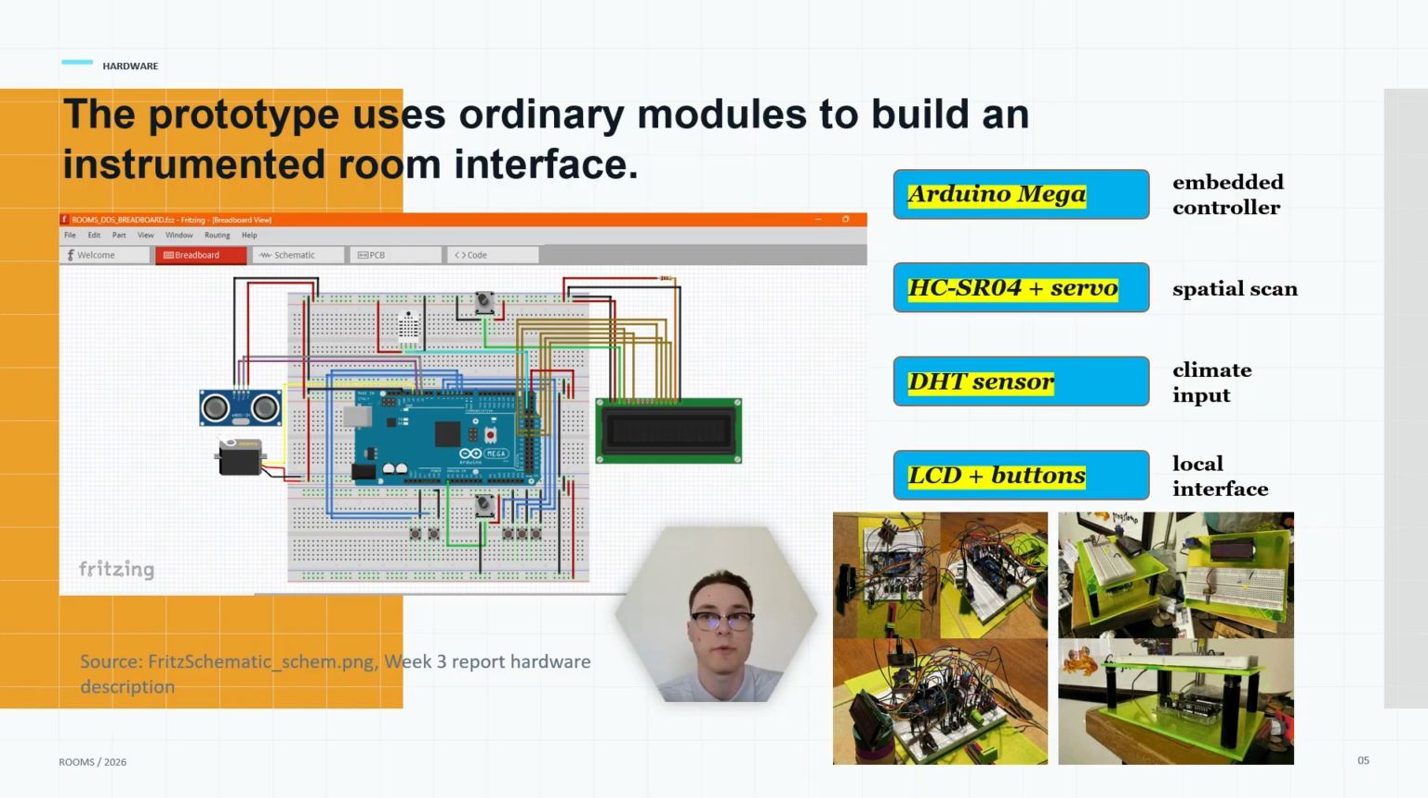Our prototype is built from ordinary modules assembled into an instrumented room interface. The Arduino Mega is the embedded controller at the center. The HC-SR04 mounted on a servo performs the spatial scan. A DHT sensor handles climate input, and an LCD with buttons gives us a local interface. The schematic and hardware details come from our week 3 report and Fritzing schematic.